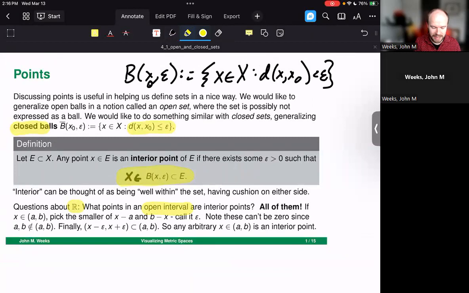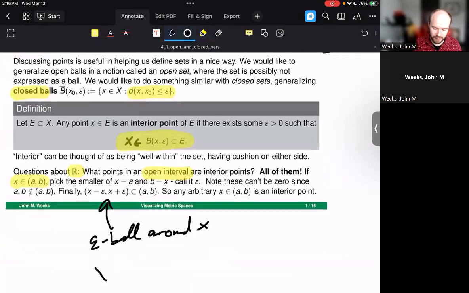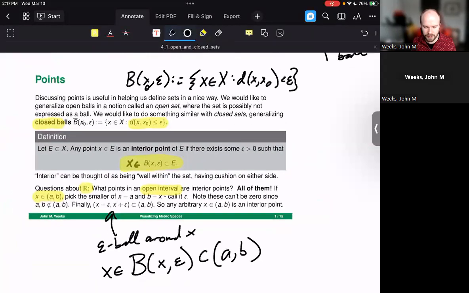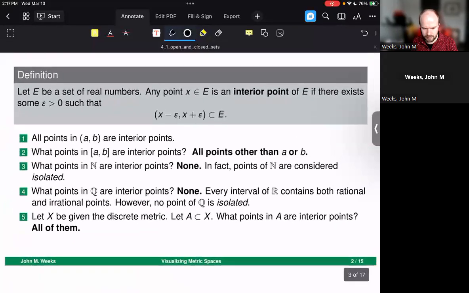All of them. If we pick any x inside of the open interval from a to b, we can pick the smaller of the values x minus a and b minus x and call that epsilon. We note that that value cannot be 0 since a and b are not inside of the open interval from a to b. So this subset, which is the epsilon ball around x, satisfies the property that we were looking for. Namely, this is the ball of radius epsilon around x, and this is entirely within the set (a, b). Since x here was arbitrary, this is an interior point, and every point is going to be an interior point here for the real numbers.